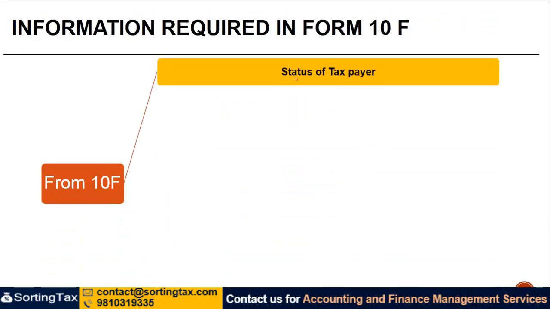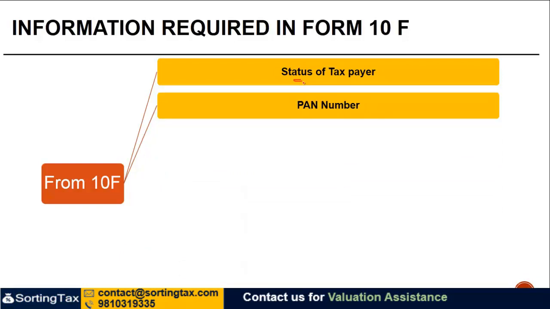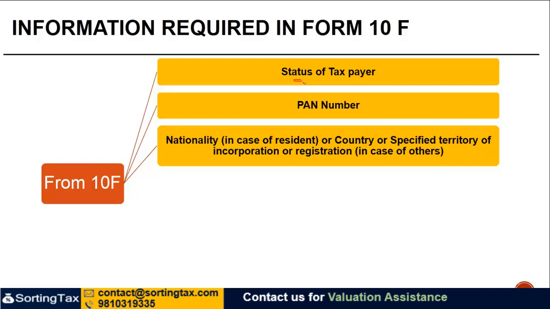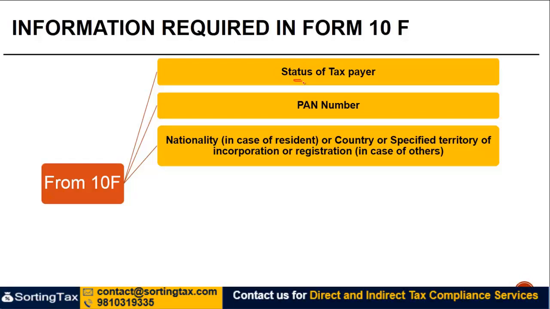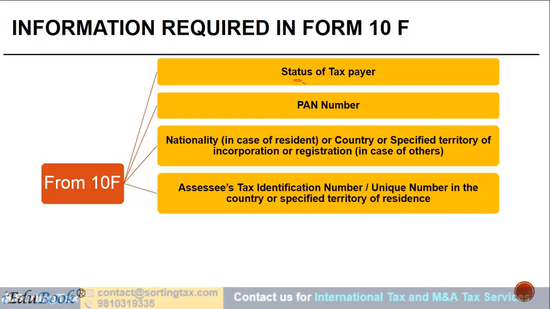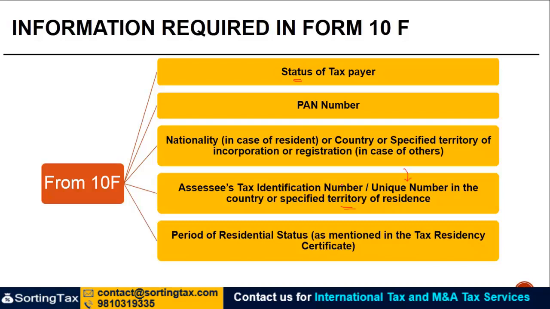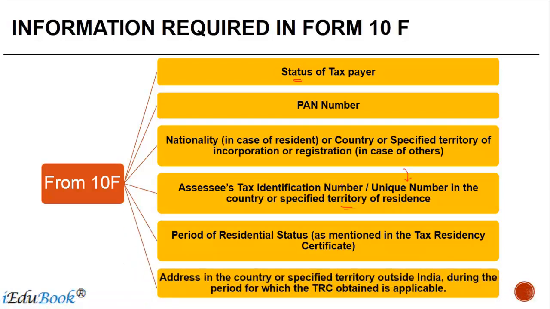What it requires is the status of the taxpayer, whether it's an individual, partnership firm, etc. The PAN number, nationality in case of an individual, or country or specified territory of incorporation or registration. Assessee's tax identification number, or an equivalent unique number in the country or specified territory of residence, the period of residential status, and the address in the country or specified territory outside India during the period for which TRC has been obtained.